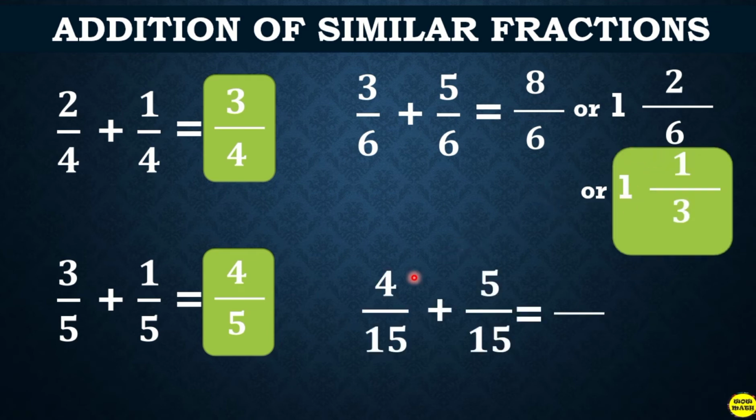Another. So, I have here 4 over 15 plus 5 over 15. So, again, just add the numerator, that is 9. And then, copy the denominator. Paulit-ulit po na ang denominator natin pag similar fractions ay kokopyahin lang po. Hindi po natin yan i-add.